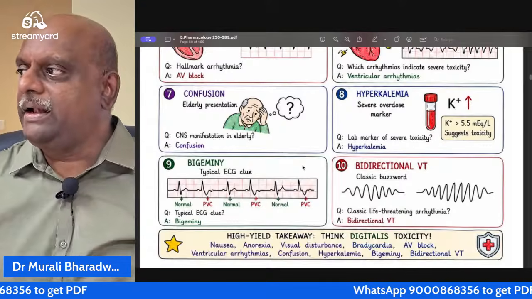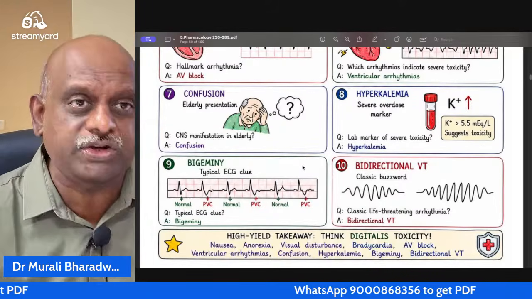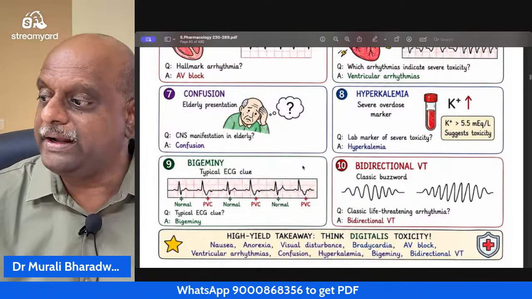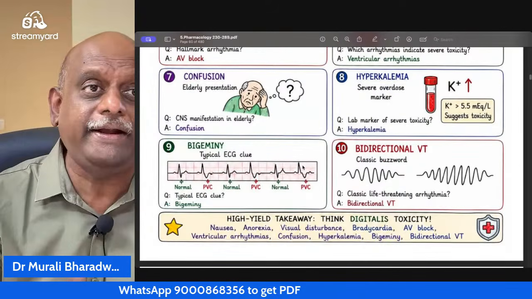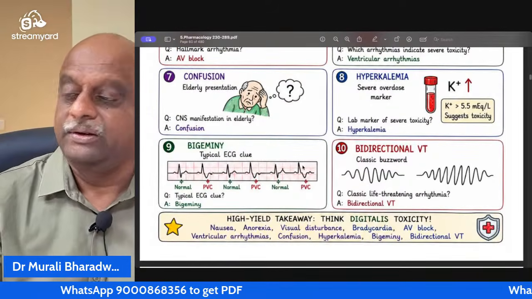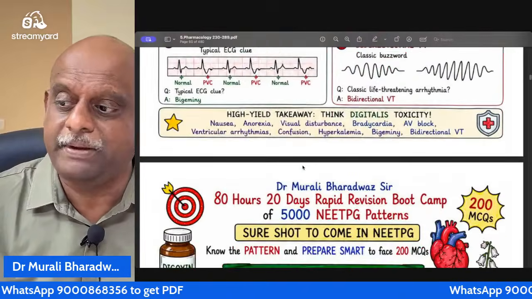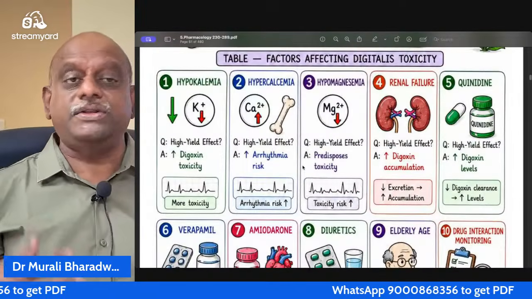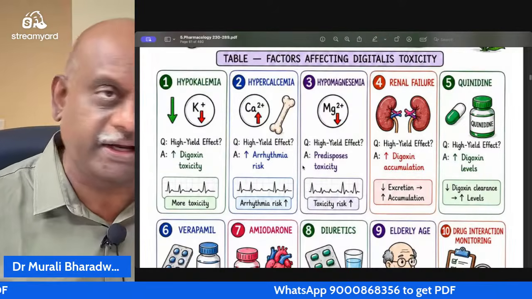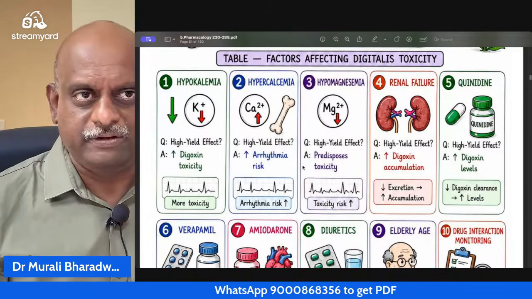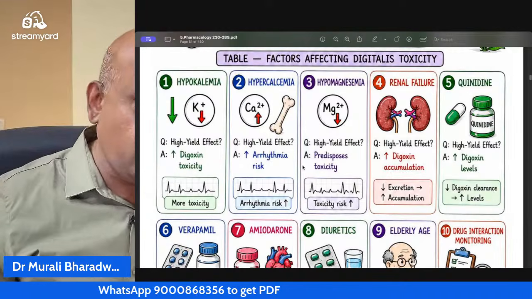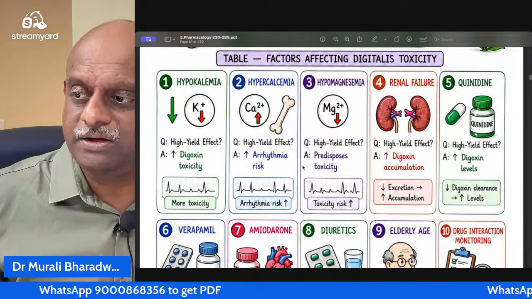Similarly, it leads to the development of bigeminy ECG finding, and it can lead to bidirectional ventricular tachycardia, which is the life-threatening arrhythmia, is what you need to remember. So what are the factors that lead to digoxin toxicity? Be very careful. Toxicity leads to hyperkalemia, but hypokalemia leads to digoxin toxicity.